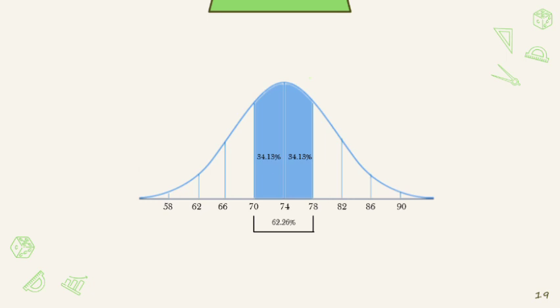So, 74 and 78, ano ang difference nila, diba? 4. So, ibig sabihin, mag-add ka ng 4 sa right side and mag-minus ka ng 4 sa left side. So, 74 plus 4 is 78, plus 4 is 82, plus 4 is 86, plus 4 is 90. And sa left side naman is mag-minus ka ng 4. So, 74 minus 4 is 70, minus 4 is 66, minus 4 is 62, and minus 4 is 58. So, this is approximately equal to 68.26 or 68% of the score in the distribution fall between 70 and 78 as shown in the following figures.